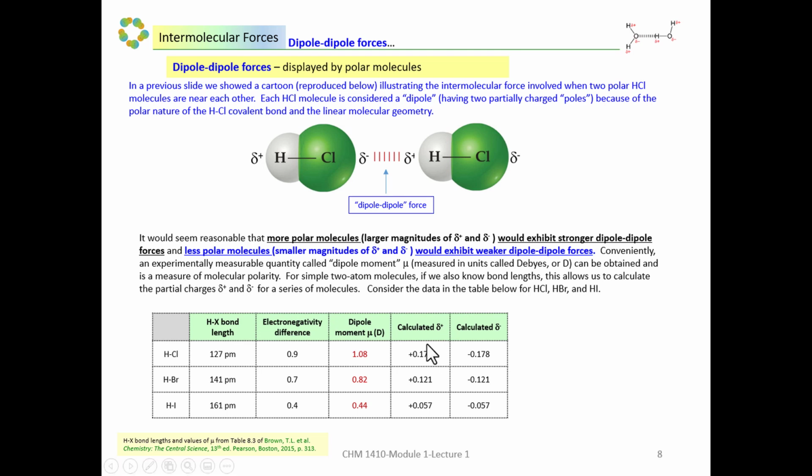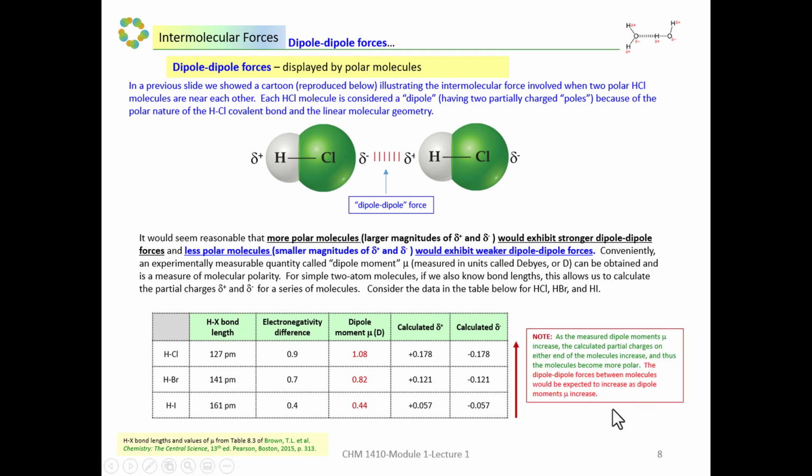So in other words, in HCl, it's calculated that the partial positive charge on the hydrogen is plus 0.178. The negative charge is minus 0.178. And you notice these partial charges on either side of the molecule become less as the molecules become less polar. Dipole moments drop. And so we say that as the measured dipole moments change, the calculated partial charges on either end of the molecules change.